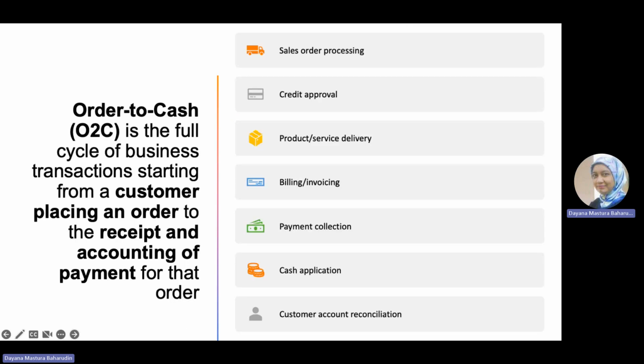Okay, now we know what is order to cash. We will start with sales order processing. This is the full cycle of order to cash. It starts from sales order processing. Then you move on to credit approval. Next is product or service delivery. Next is billing or invoicing, payment collection, cash application, and finally customer account reconciliation.